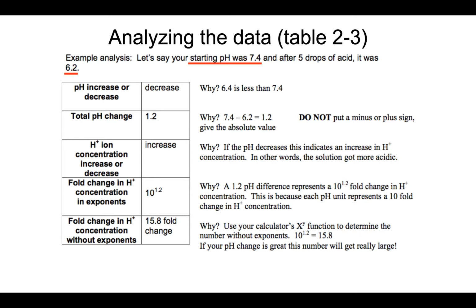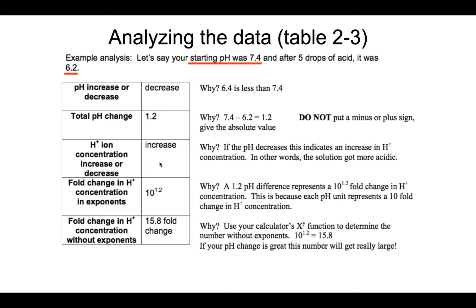Now, when you analyze your data, you're going to do it in table 2.3. And let's take a look here. We're going to have some sample data where we started off at 7.4. We added the acid, and we ended up at 6.2. So here's how you analyze the data. What was the pH? Did the pH increase or decrease? Well, 6.2 is less than 7.4, so the pH decreased. What was the total change? Well, subtract the two and put the number there. Do not use a minus sign or a plus sign at this step, okay? Keep it as just the absolute value.